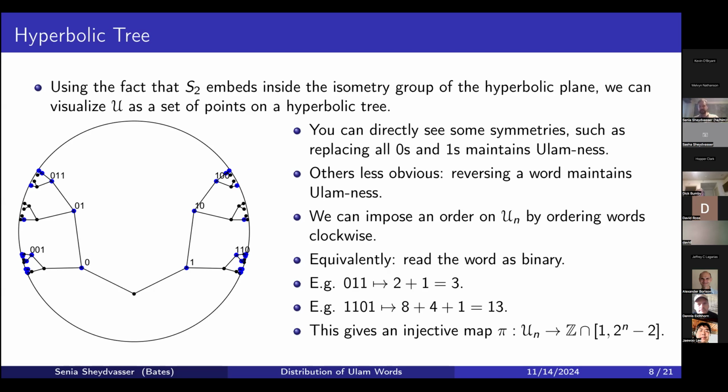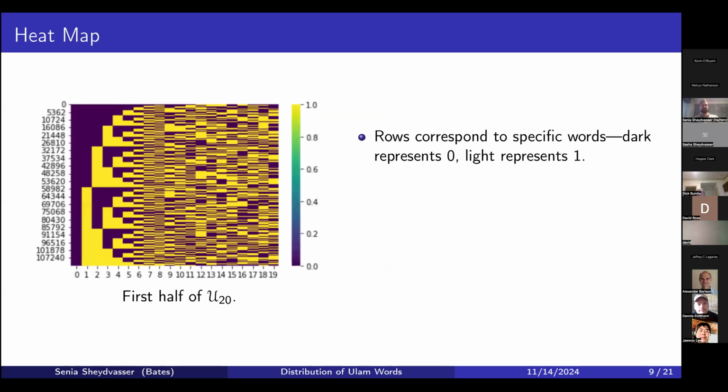And this now we can make use of in various ways. To start with, we have this alternate way of visualizing Ulam words. This is a heat map. So how should you read this?